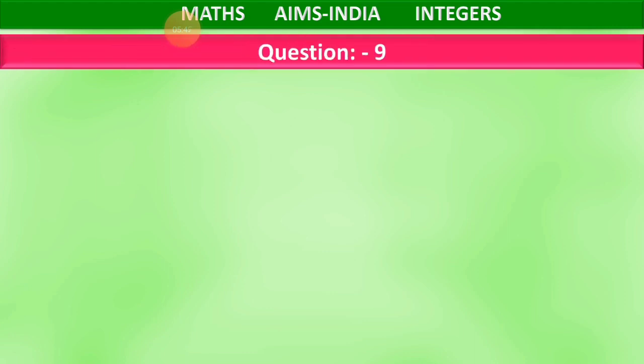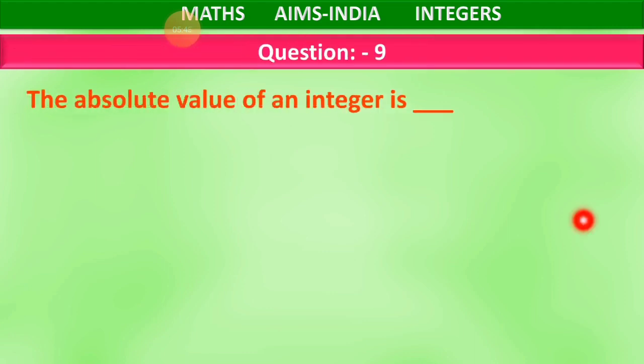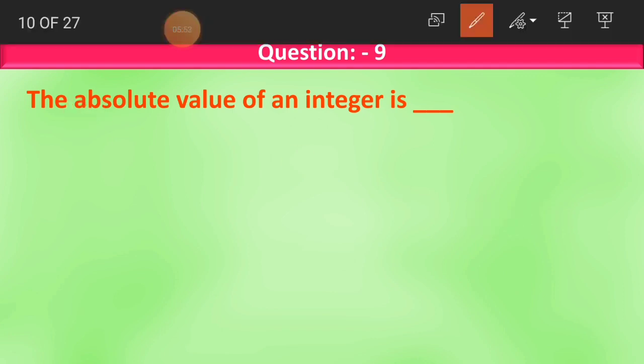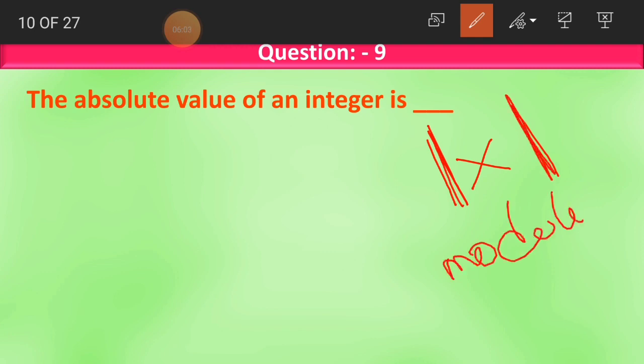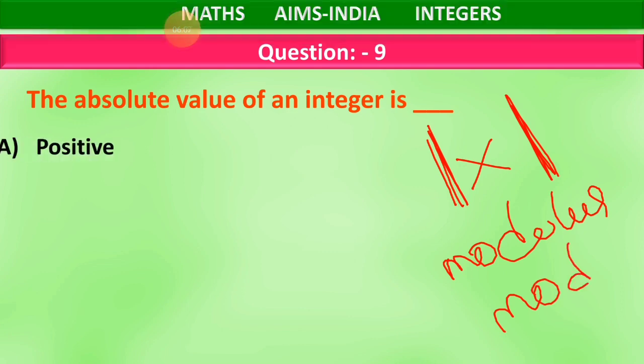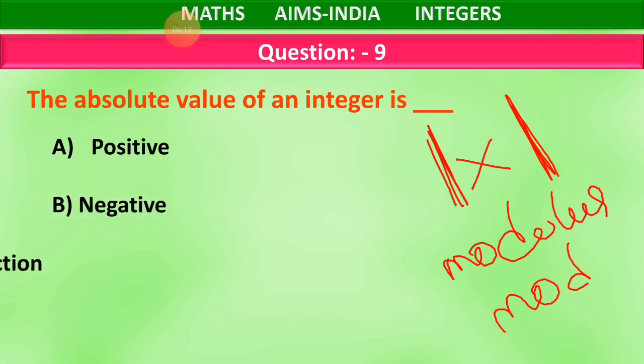Next question, question number 9. The absolute value of an integer is dash. Remember the absolute value. What is the absolute value? The absolute value is what we get by applying modulus. These two lines are called as modulus, or in short we call it as mod. The absolute value of an integer is A. positive, B. negative, C. fraction, D. decimal. What is the correct answer?